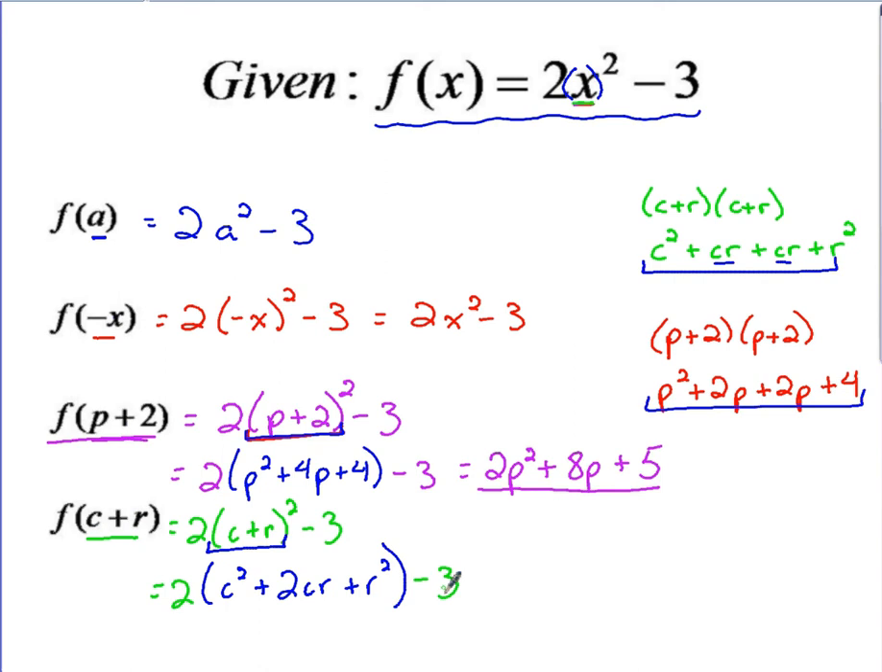It's easy to forget that constant sometimes. But now distribute the 2 through. As we distribute the 2 through, we get 2c squared plus 4cr plus 2r squared, then minus that 3. We have no like terms, so f of c plus r would equal 2c squared plus 4cr plus 2r squared minus 3.